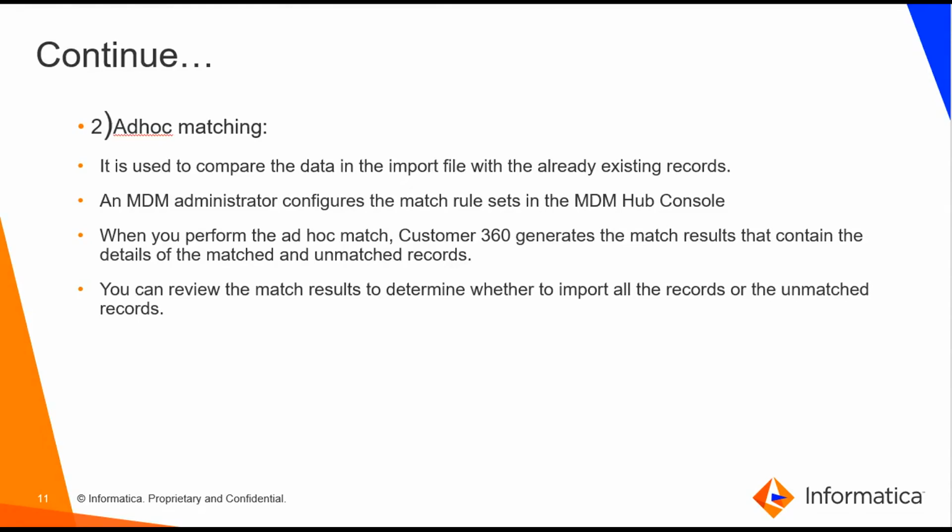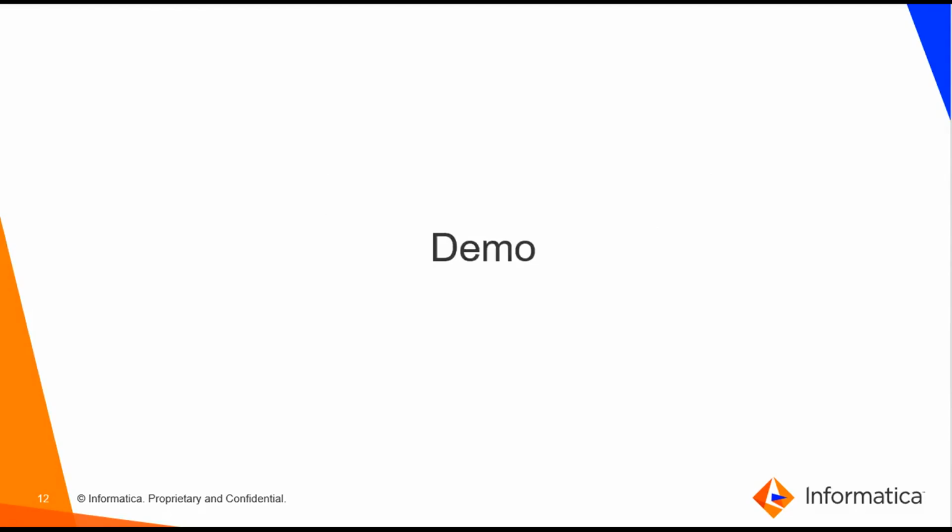When you perform the ad hoc match, Customer 360 generates the match result that contains the details of the matched and unmatched records. You can review the match results to determine whether you want to import all the records or the unmatched records only. We will now move on to the demo, where I will be showing you each and every tab and how it looks in Customer 360.